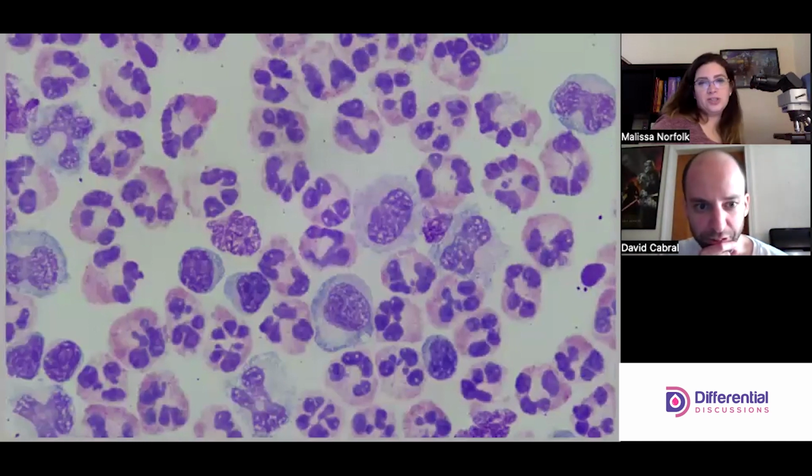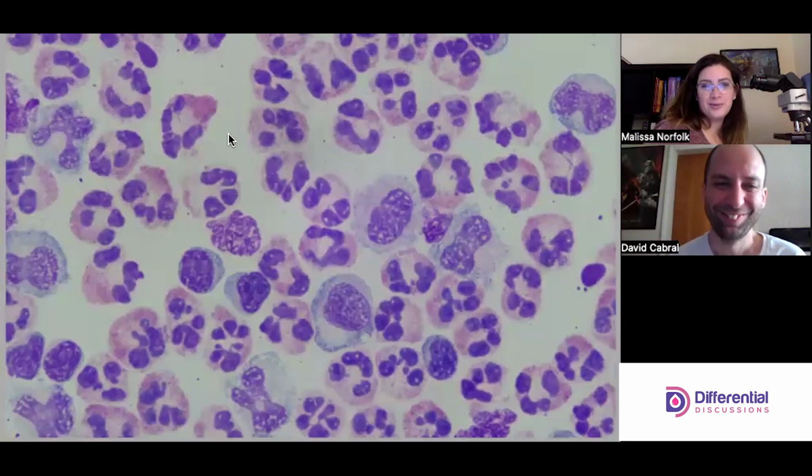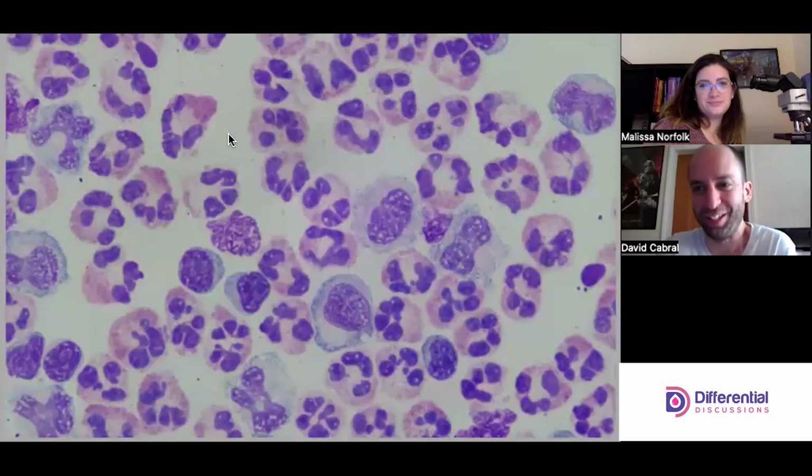This is an awesome slide. Just look at how pinky orange. These poor students, right? This one's challenging. Again, size of the granules. You can't see the granules, so therefore you just assume it's a neutrophil.